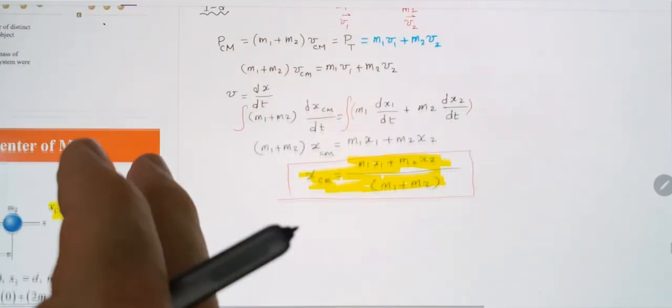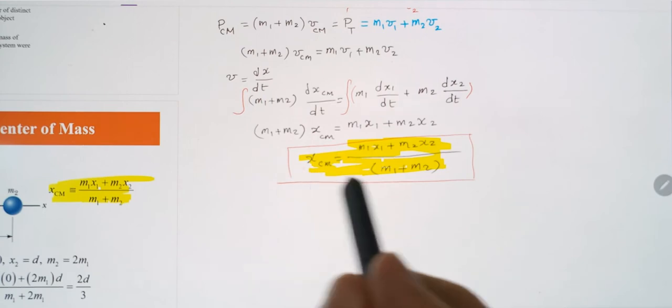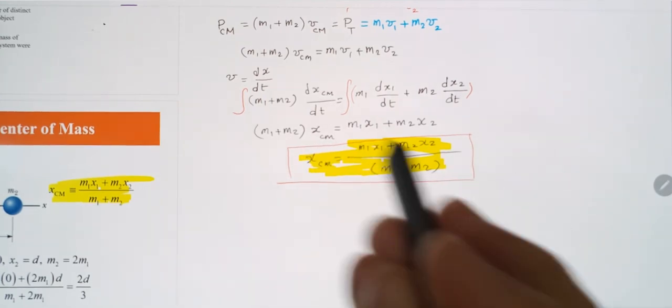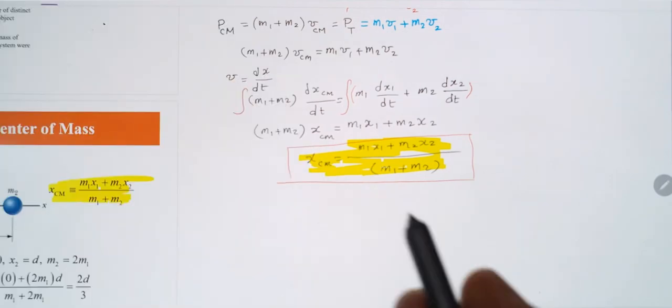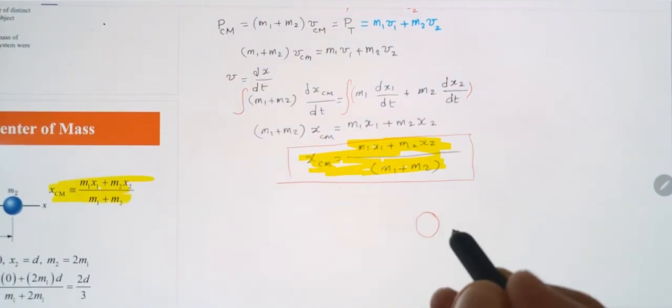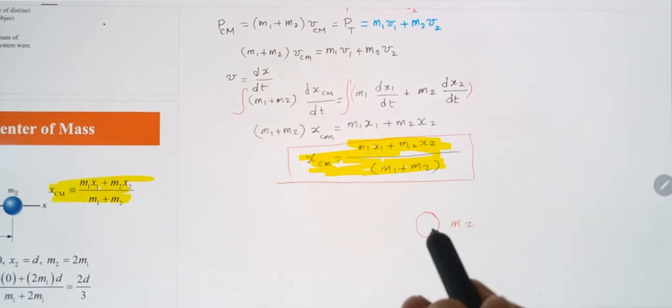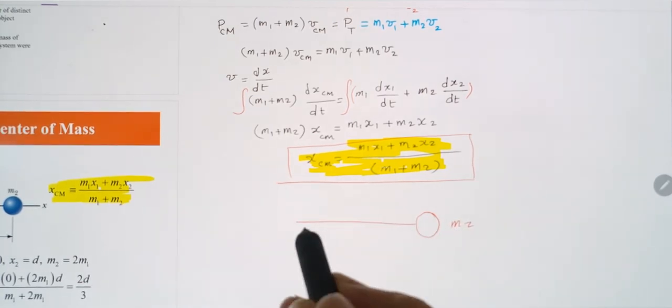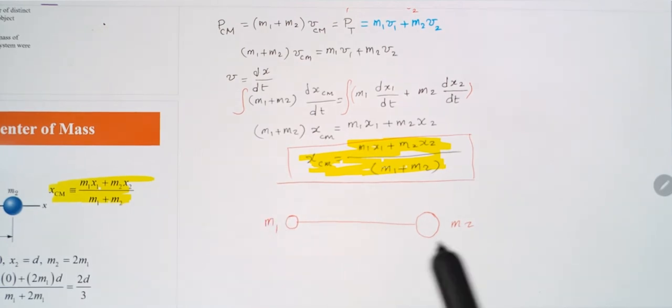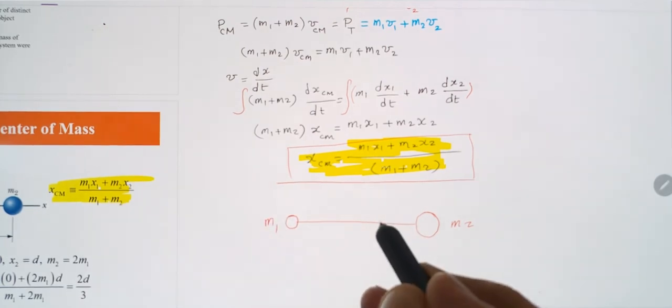So now, a few notes on how we apply this equation. We go back to our drawing. So this is M2 connected with M1, and we discover the center of mass. It is here.